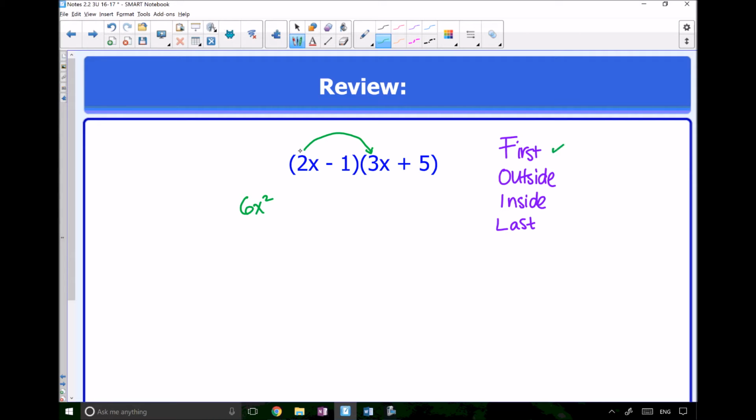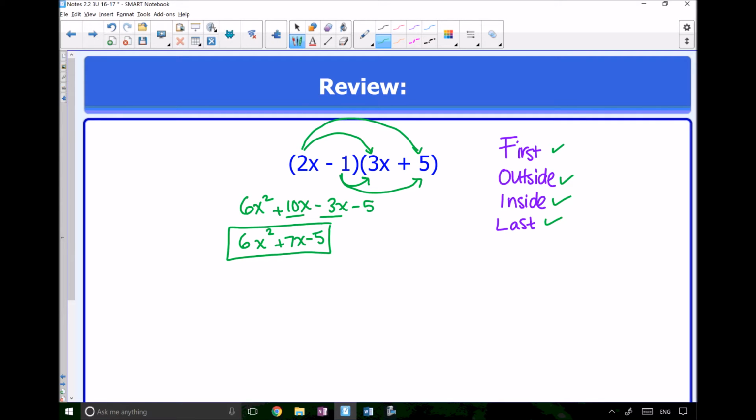Then you're going to multiply the outside terms. So you're going to multiply 2x by 5, which gives you 10x. And then you're going to multiply your inside terms, which is negative 1 times 3x, which is negative 3x. And then you're going to do the last terms. You're going to multiply them together. Negative 1 times 5 is negative 5. And then the last thing you're going to do is collect like terms, and you end up getting 6x squared plus 7x minus 5, and you've completed your multiplication.